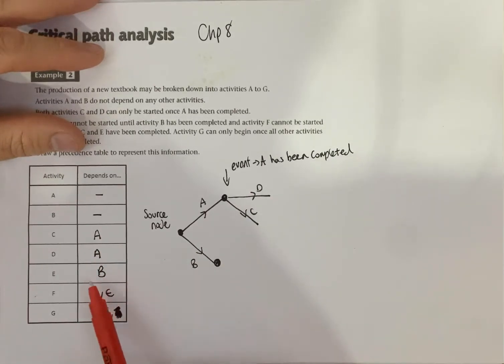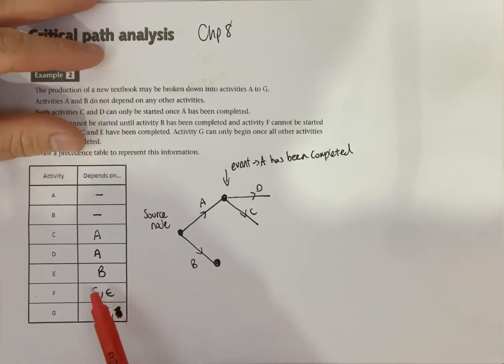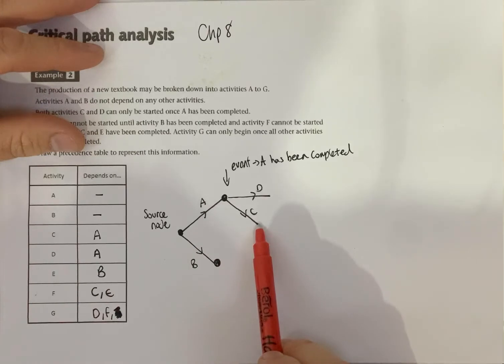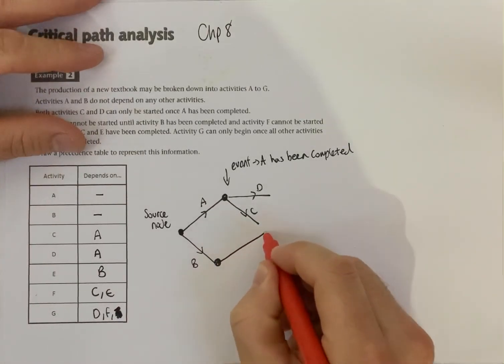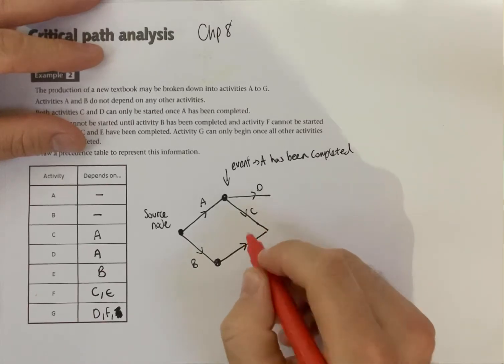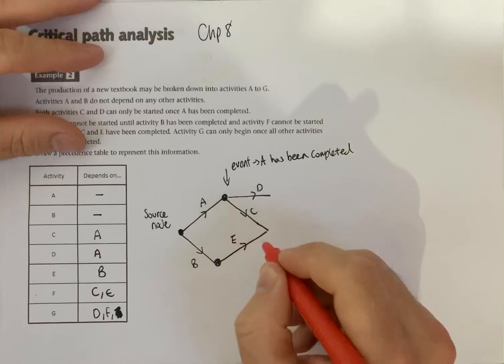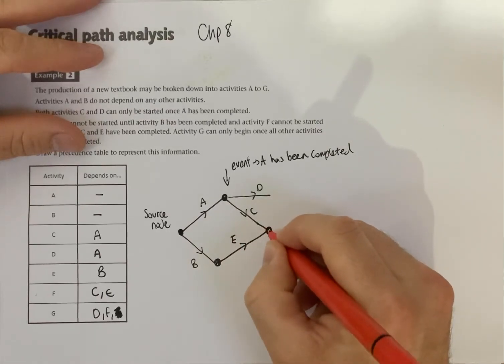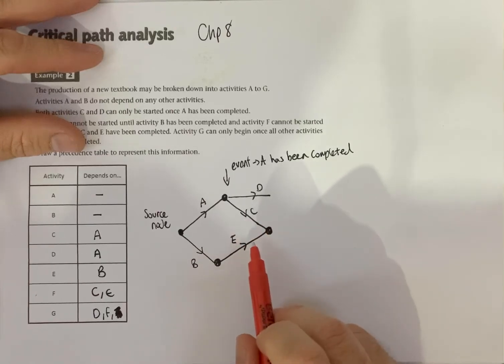Event E can take place once B has been completed. But if we look down here, you'll see that you need, before you can do activity F, C and E have been completed. So we need C and E to come together. Well, there's C. If I do E in this direction, so it joins up with C. So then we've got an event here that C and E have been completed.